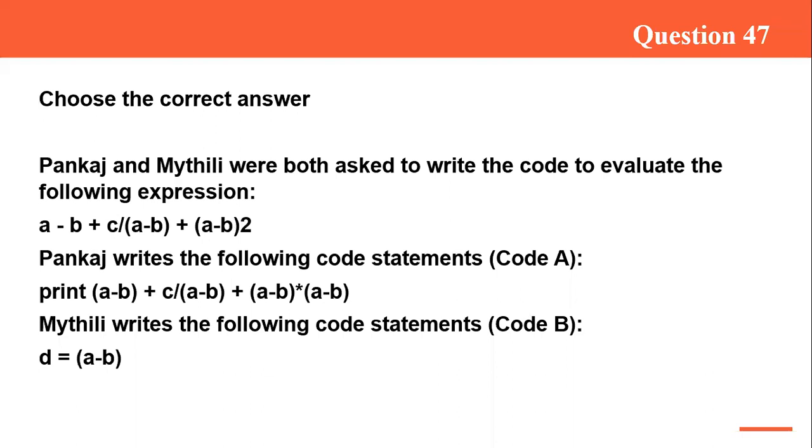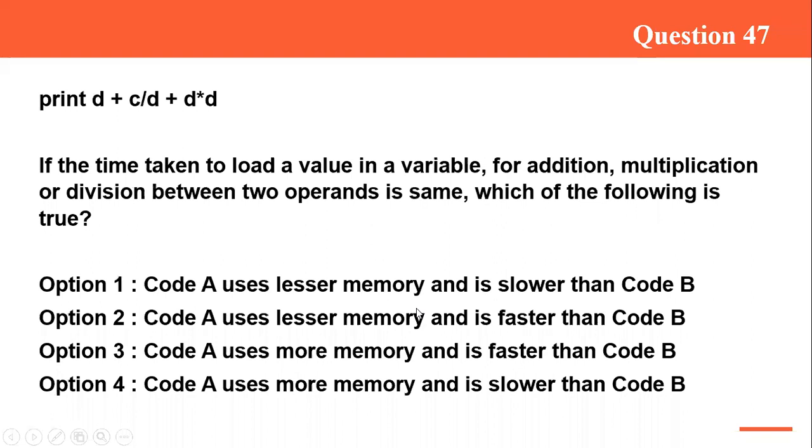Now, what is Maithili writing? b is equal to a minus b, and she is writing something like this. In the place of a minus b, she has replaced that with b. So in that case, what will be the output? Not output actually. What is the best code in terms of space? Which one is best in terms of speed?